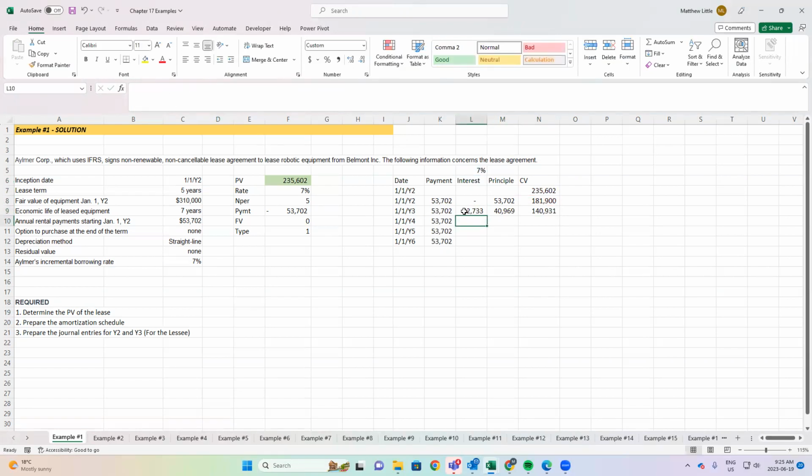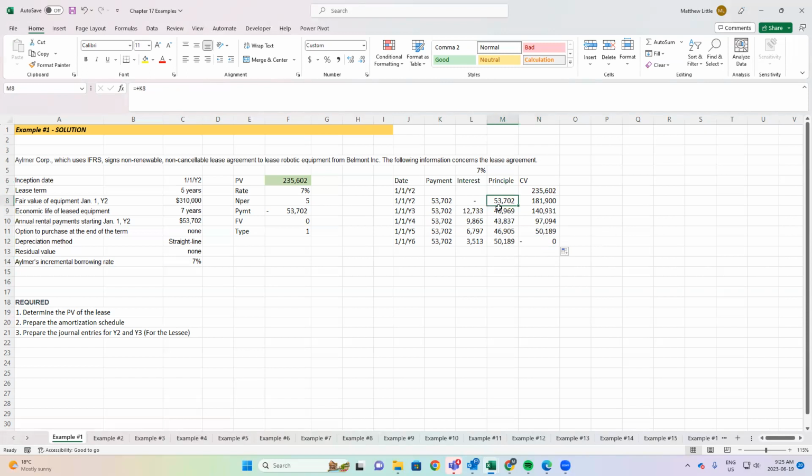We're going to fix that to absolute. We can then copy down our interest, copy down our principal, copy down our carrying value. Do that again for all 5 years. And you can see, well, it looks like there's some rounding in here, but we'll ignore that. But it's down to a 0 balance at the end of the 5-year cycle.